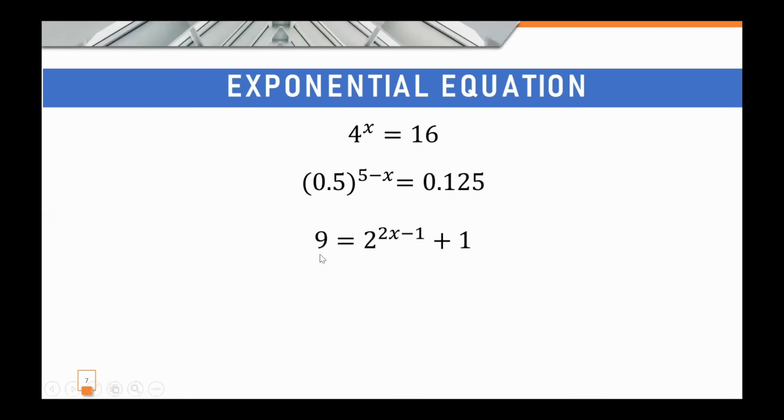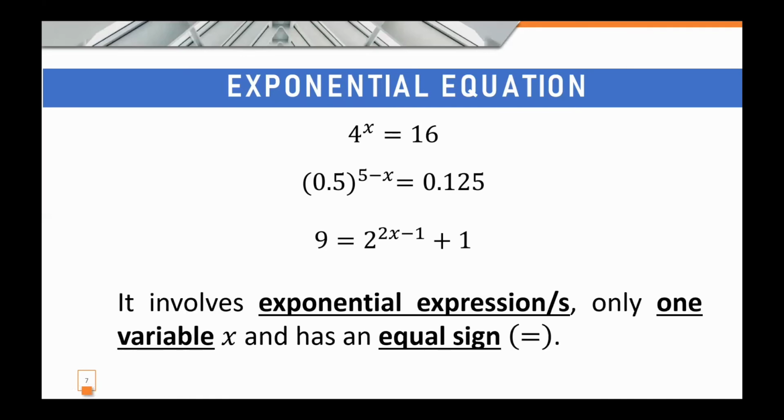Next, the third one, we have 9 equals 2 raised to the quantity 2x minus 1 plus 1. Ang base dito ay 2. Ang 2 ay greater than 0. Next, we have exponential expressions. We have here 2 raised to the quantity 2x minus 1. There is only one variable, which is x, and there is an equal sign. So 1, 2, 3 are examples of exponential equation. Take note of this.